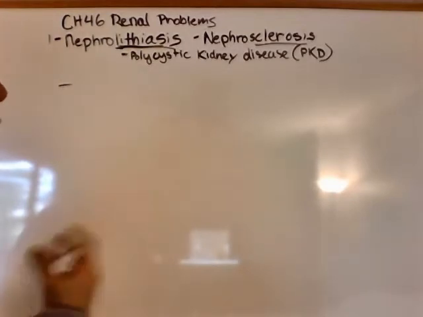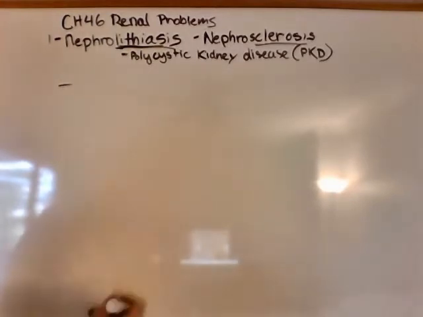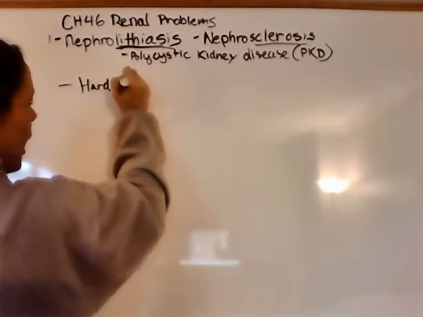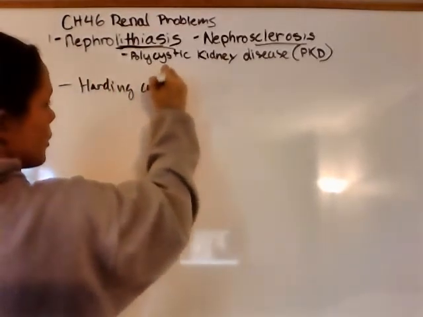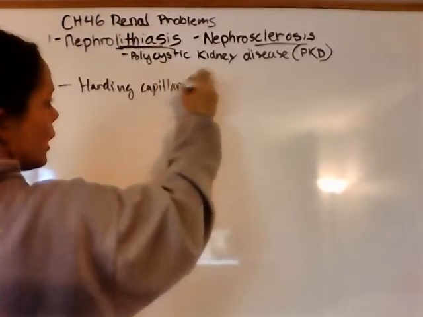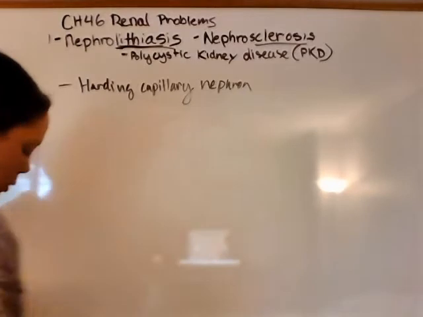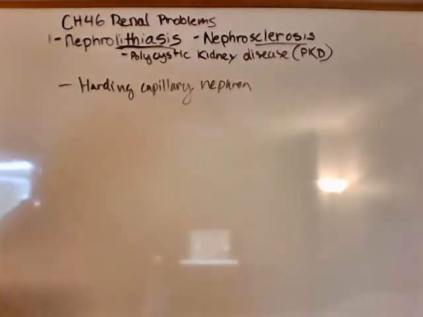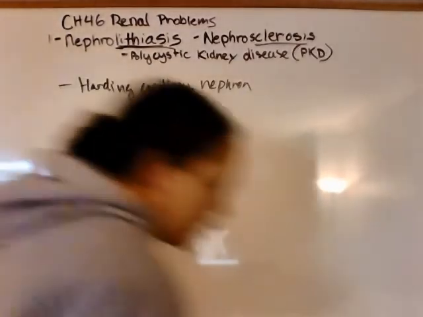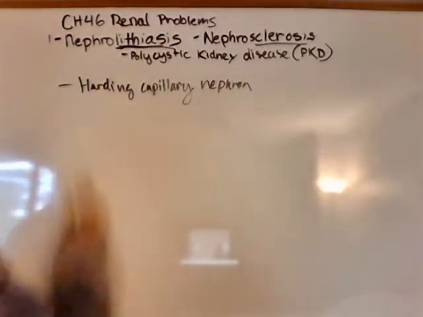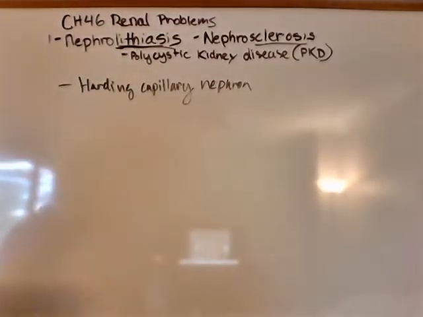Basically, what we're talking about here is the hardening of the capillaries that wrap around your nephrons. And when that happens, we're going to have several factors. So a hardening of capillaries around your nephron. And if you can remember back to your nephron, the capillaries wrap all the way around down the tubules throughout the entire capsule. So there's a lot of capillaries that can be blocked there.